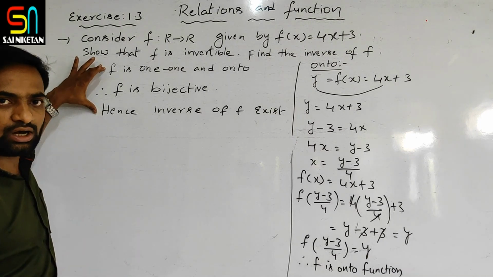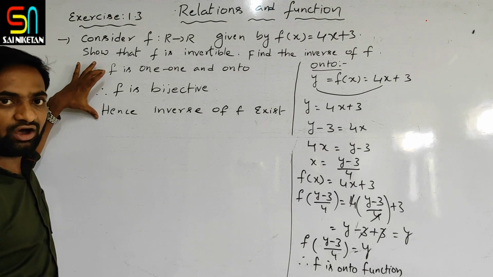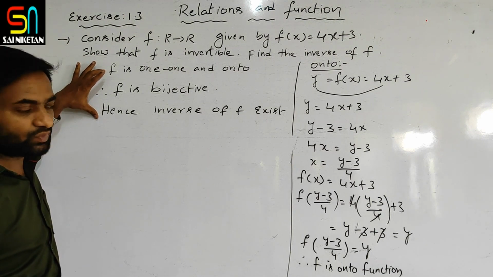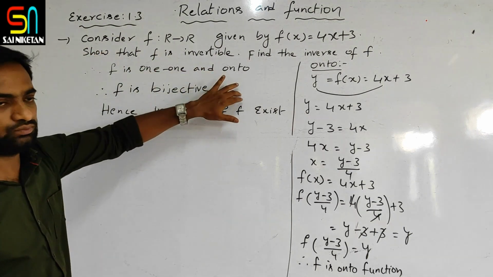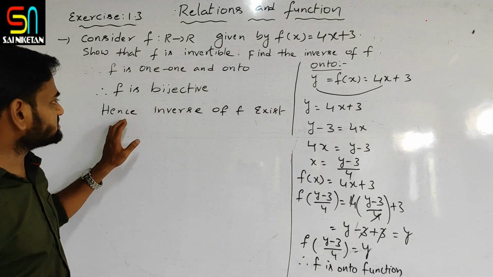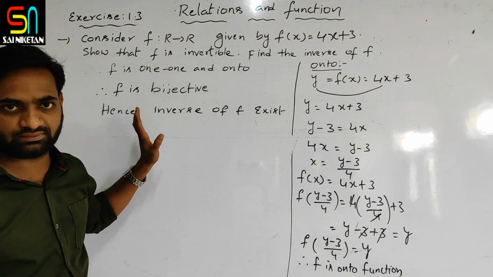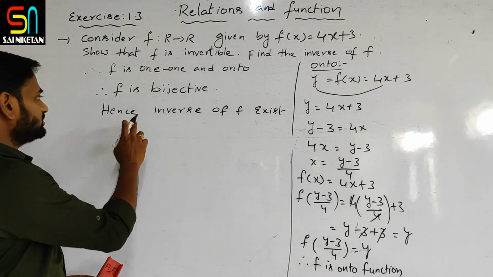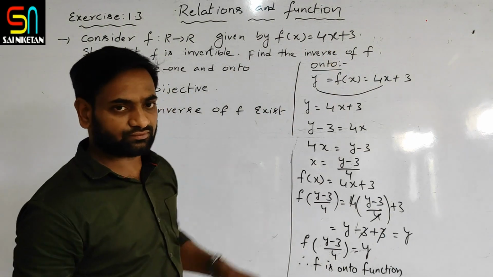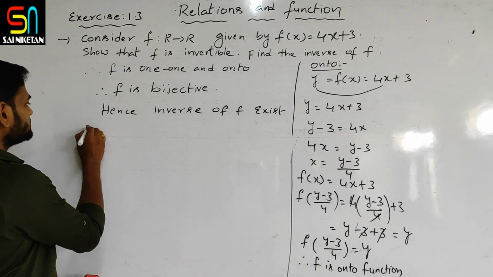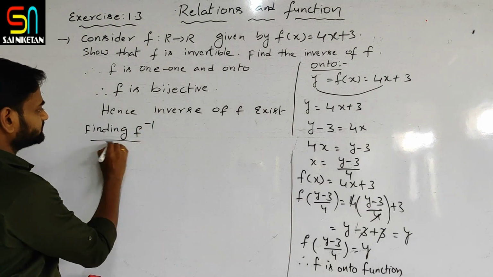This sentence is compulsory, we have to write. For this sentence, we have 1 mark in the board exam. Out of 5 marks, this sentence, that is f is 1-1 and onto, f is bijective, hence inverse of f exists, carries 1 mark. So next, after the existence of the inverse, we have to find the inverse of f. So I am taking the heading: finding f inverse.